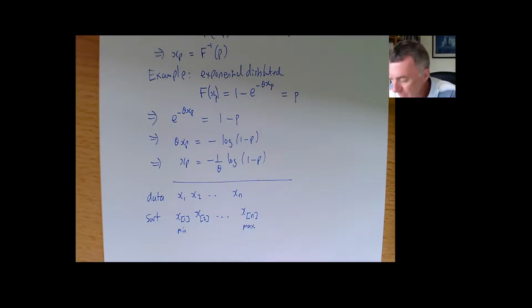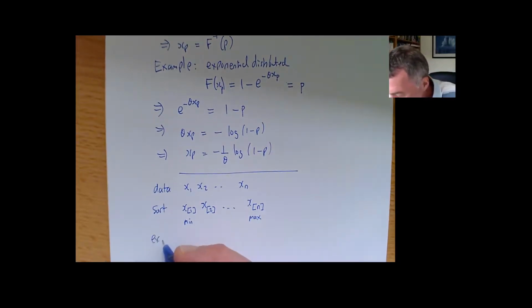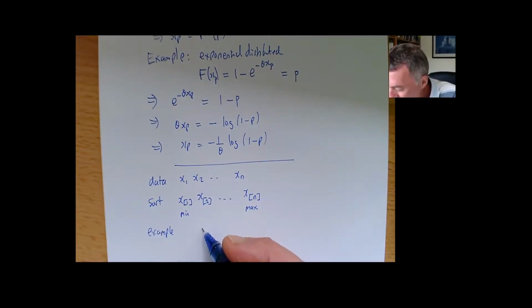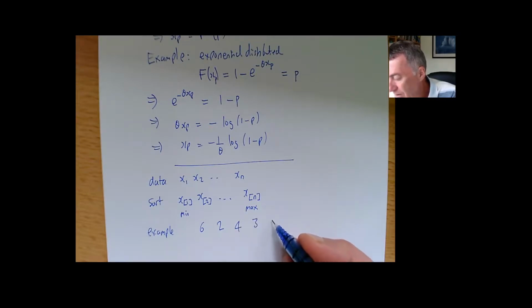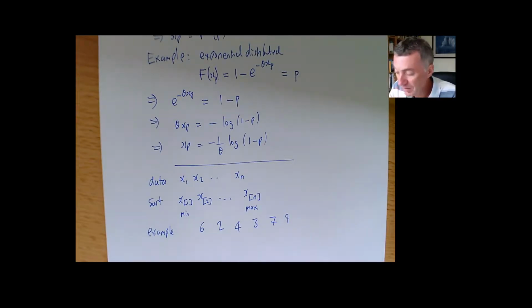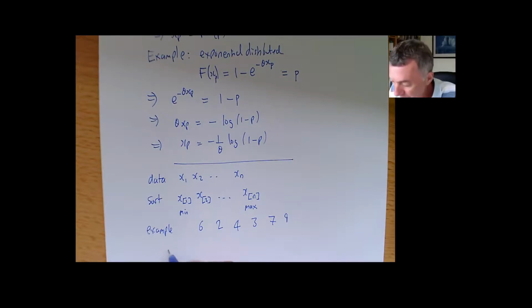Yeah? So let's do an example. Let's make some data. So let's say we've got 6, 2, 4, 3, 7, 9. Let's sort it. If we sort that, the smallest one is 2, the next smallest is 3, next smallest is 4, next smallest is 6, and then 7 and 9. So we sorted the data from the smallest to the biggest.